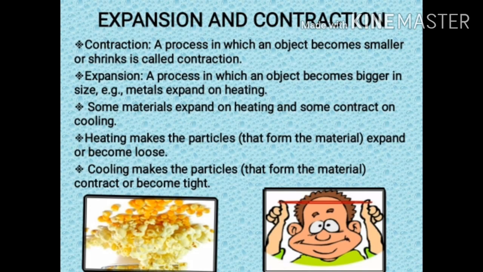Contraction, it is a process in which an object becomes smaller or shrinks. Expansion, it is a process in which an object becomes bigger in size. For example, metals expand on heating. Expansion and contraction are physical changes as no new substances are formed. When the cause of heating or cooling is removed, the substances return to their original state. Thus, expansion and contraction are reversible changes.